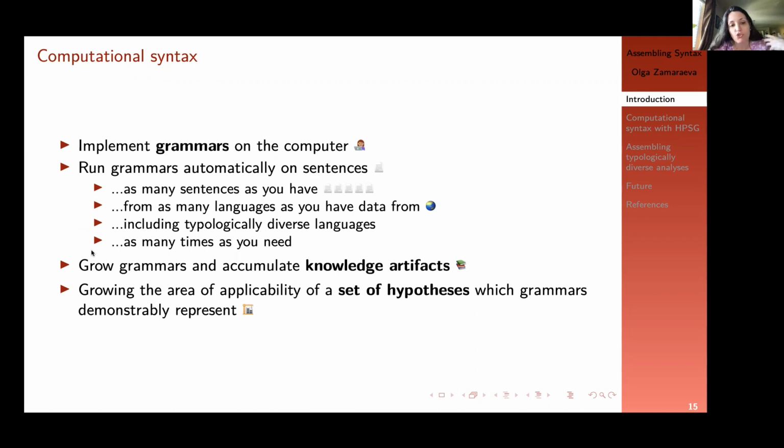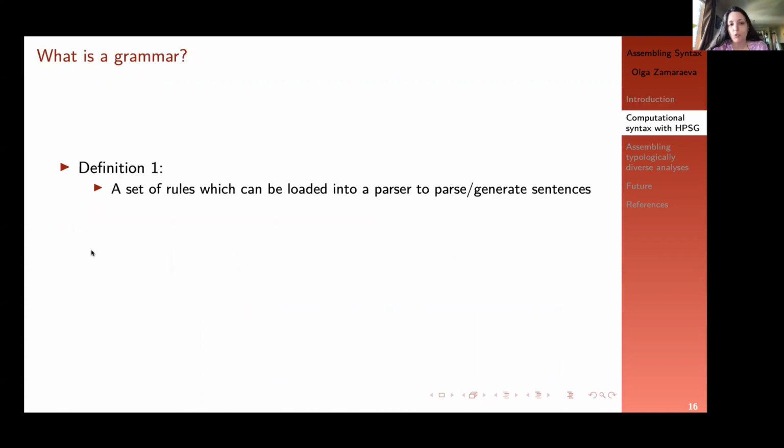And as we grow those grammars in line with Montague's method of fragments philosophy, we accumulate these knowledge artifacts that the grammars represent. And as such, we also grow the area of applicability of the syntactic hypotheses which grammars represent. But what is a grammar? What do I mean when I use this term?